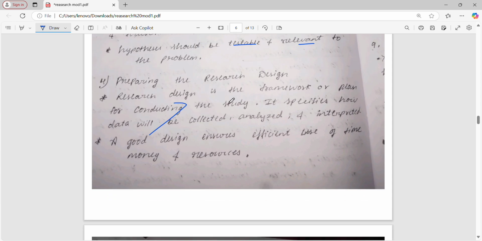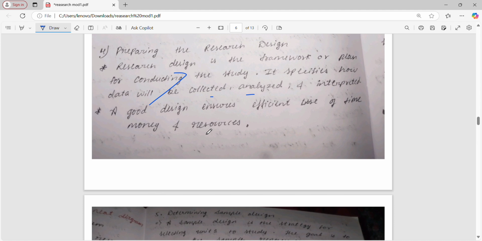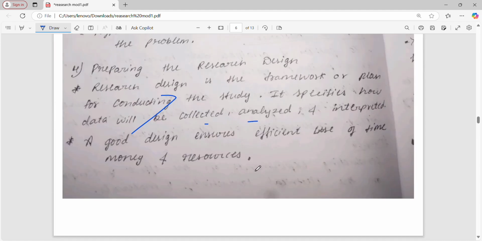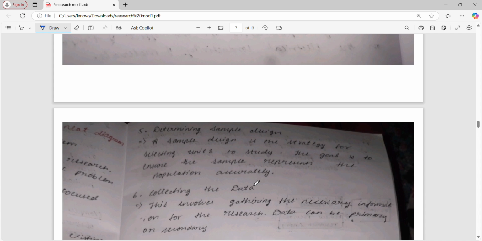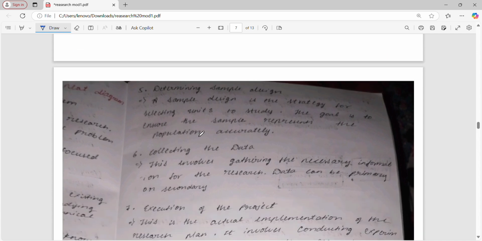Research design is the framework or plan for conducting the study. It specifies how data is to be collected, analyzed, and interpreted. A good design ensures efficient use of time, money, and resources. Next one is determining sample design. After preparing the research design, we should determine the sample design. A sample design is a strategy for selecting units to study. The goal is to ensure the sample represents the population accurately.